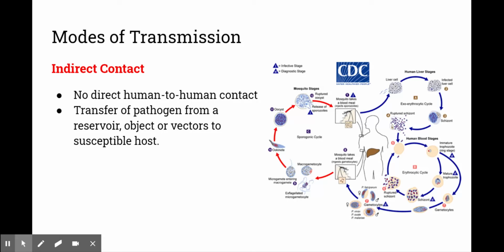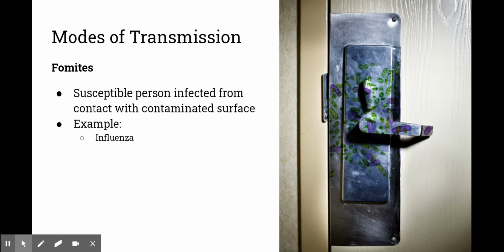Indirect contact transmission occurs without direct human to human contact. It typically involves the transfer of pathogens from a reservoir to a susceptible host via a vector, whether it's an insect or a doorknob. A doorknob, what are you talking about? I'm talking about a fomite. Fomites are inanimate objects that become contaminated with a pathogen. And let's use the example of a doorknob.